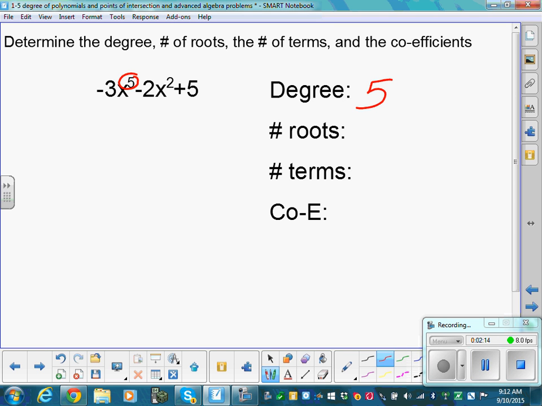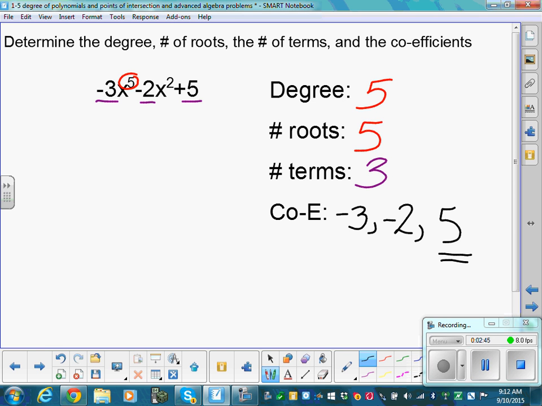You know this has 5 roots, 5 answers, if you solved it, because of the highest degree. Very good. How many terms does this one have? Terms, guys, separated by plus and minus signs. How many terms? 3. 1, 2, 3 terms. Good. And then let's name all of our coefficients here. -3, -2, and +5. What's my constant coefficient? 5. Okay, just asking.